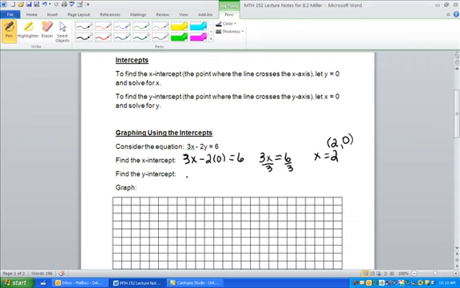Now to find the y-intercept, we're going to plug in 0 for x. So we'll have 3 times 0 minus 2y is equal to 6. Minus 2y equals 6. Divide by negative 2. And we get y is negative 3. So we get 0, negative 3.